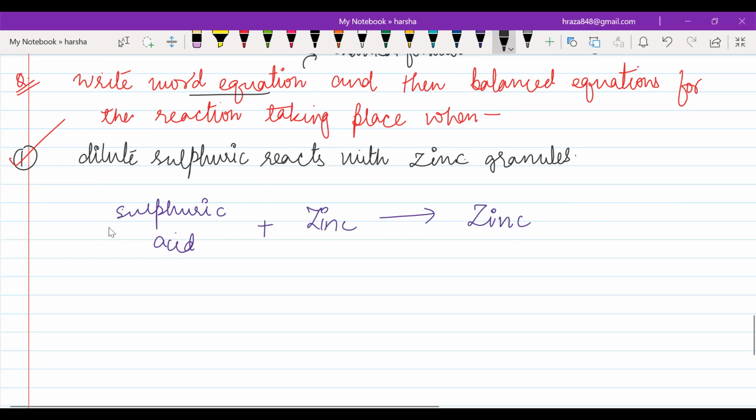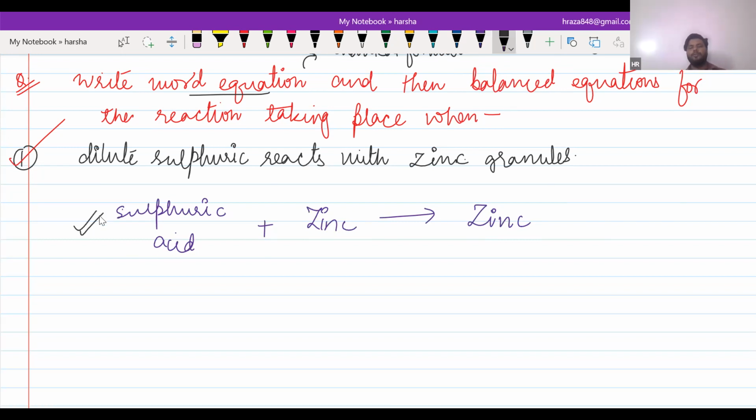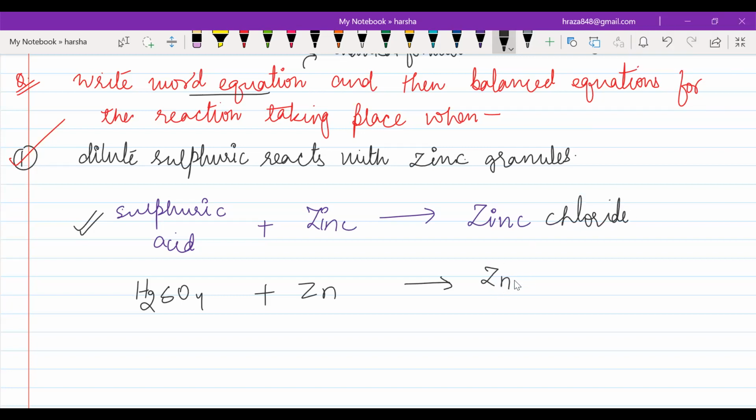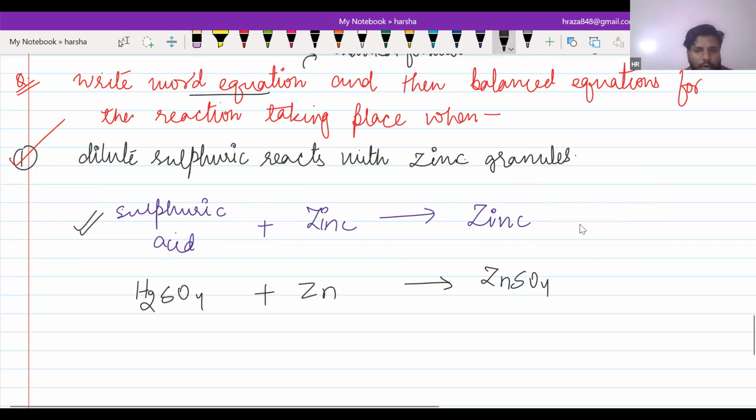Azan, did you say zinc chloride? Can you tell me the chemical formula of sulfuric acid? H2SO4. And H2SO4 reacts with zinc. Can you tell me the chemical formula of chloride? It will form ZnSO4 plus H2. So your answer was wrong, not zinc chloride, but zinc sulfate plus hydrogen.